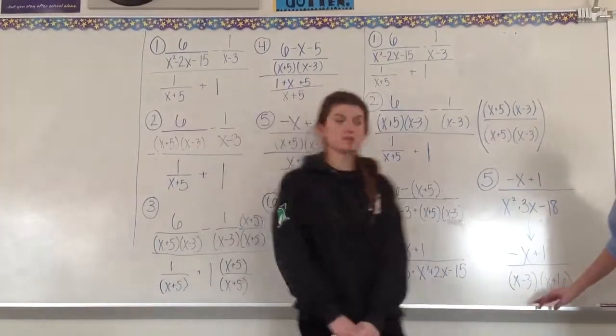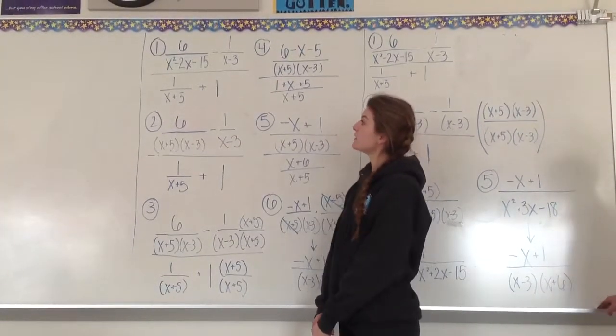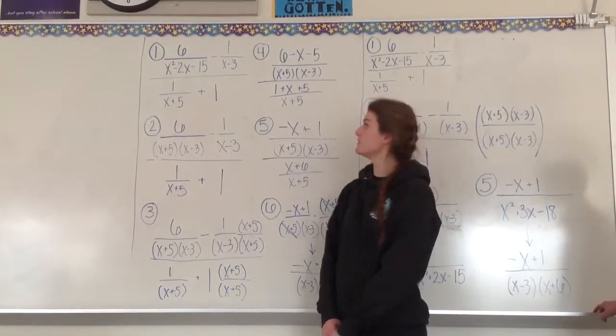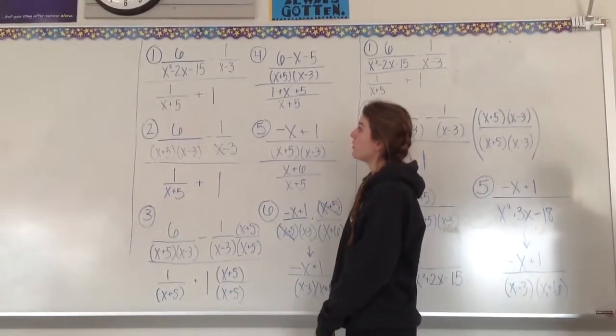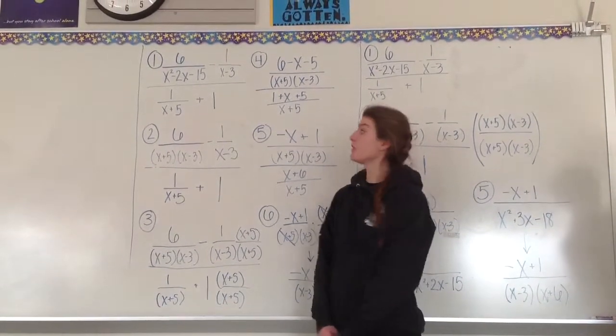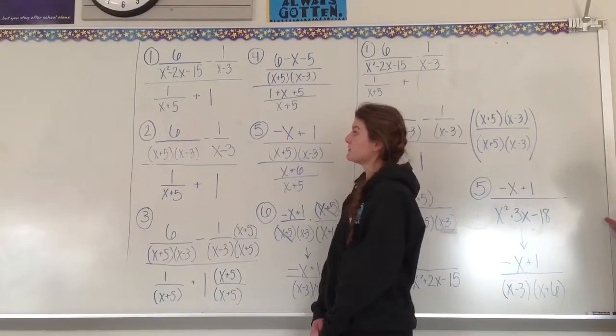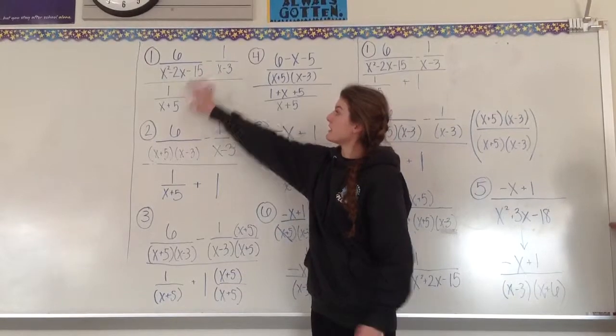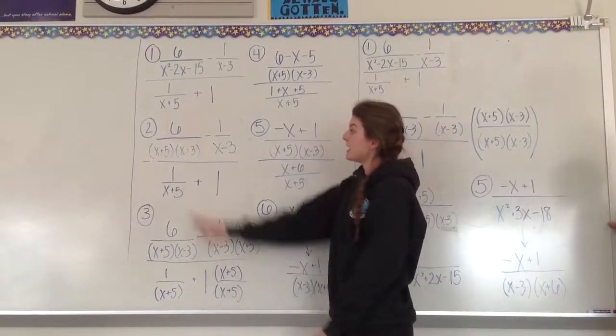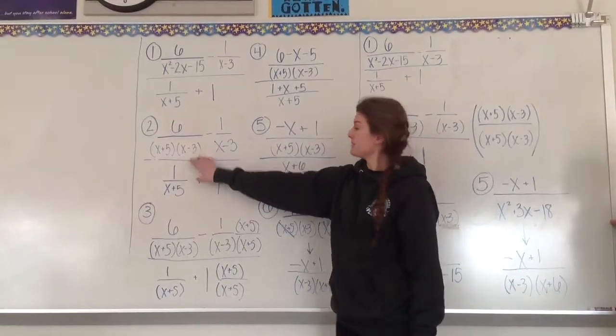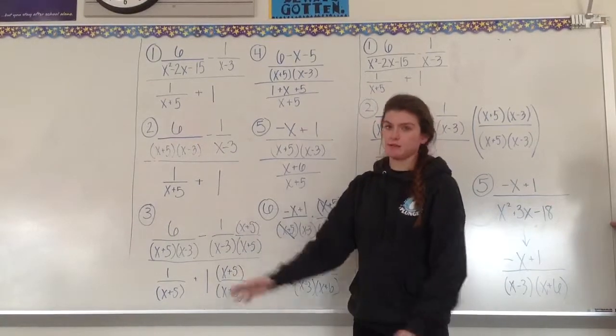Absolutely. So the problem we were given is 6 over x squared minus 2x minus 15 minus 1 over x minus 3 all over 1 over x plus 5 plus 1. The first thing I did was factor. So I factored the x squared minus 2x minus 15, and I got x plus 5, x minus 3. The other terms did not have to be factored.